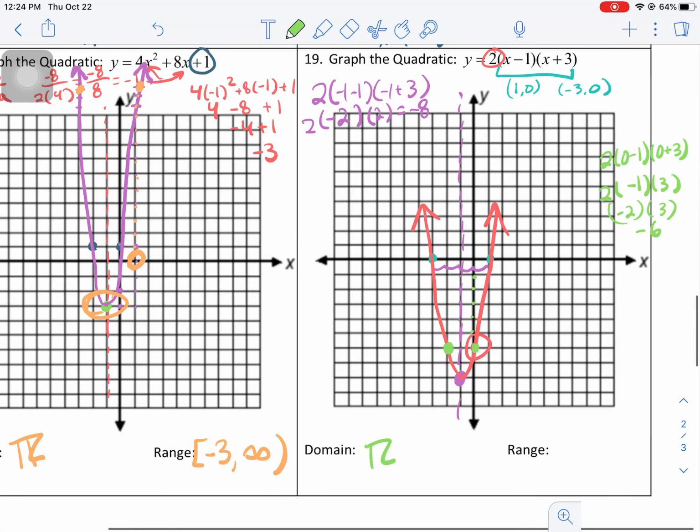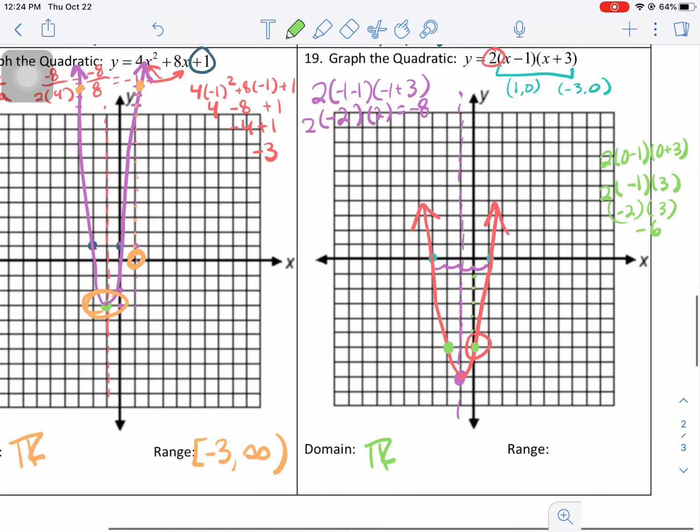Okay, domain always is all real numbers for any quadratic. Range, lowest value again, in this case is negative 8, so we're including it. And it's going all the way to positive infinity.